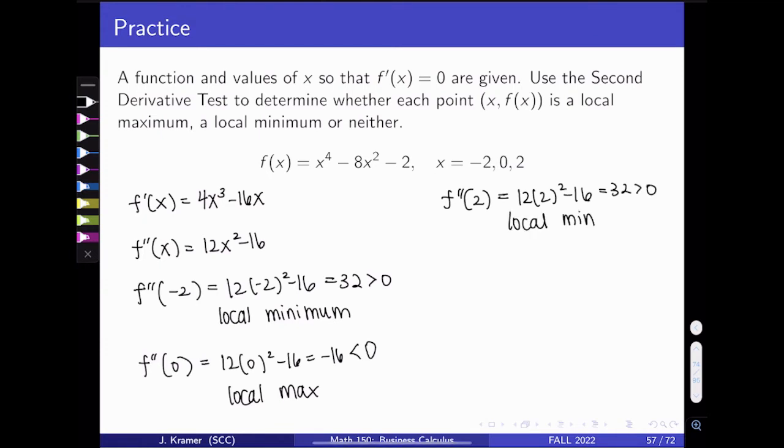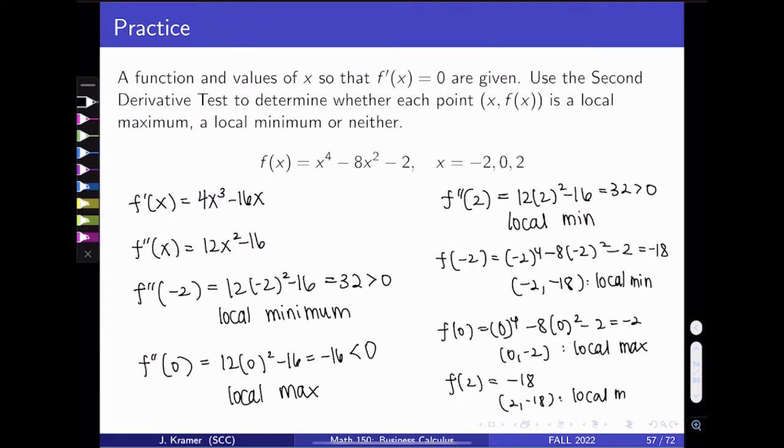Now we'll plug in negative 2, 0, and 2 into the original function to find the associated points. So in conclusion, there is a local minimum at the point negative 2, negative 18, and the point 2, negative 18. There's also a local max at the point 0, negative 2.